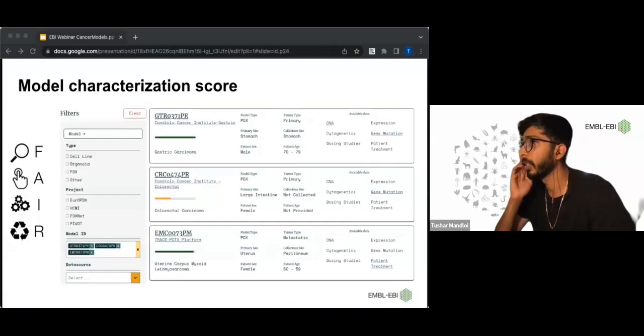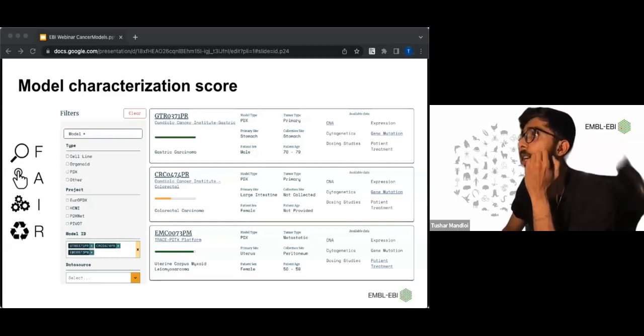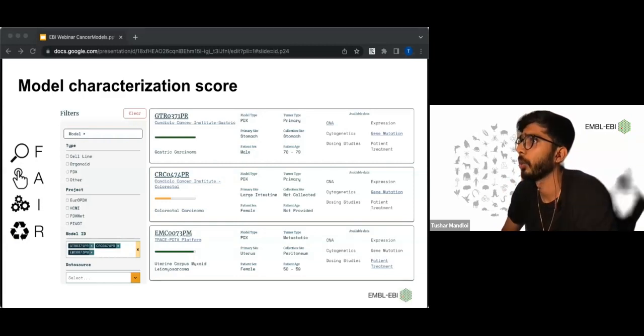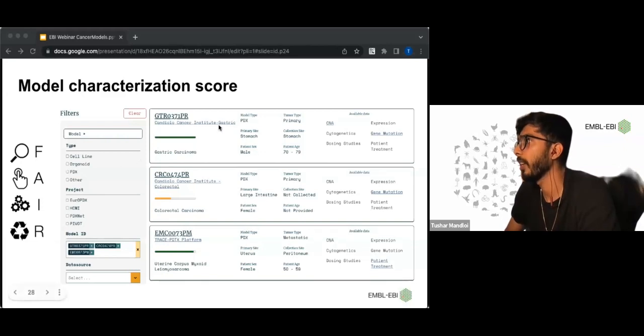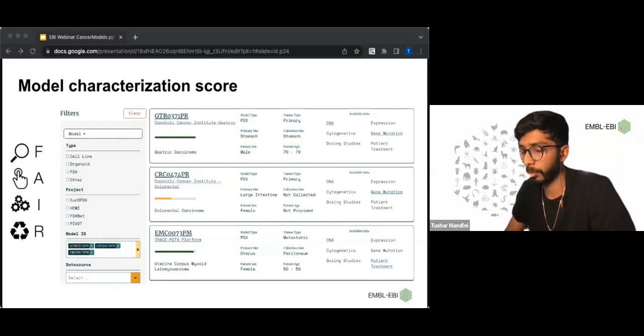So now let's get back to the model characterization score, which we saw in the demo. We use it as a metric to showcase the available model information. Here we can see that model 1 and model 3 have a richer bar compared to model 2. These scores are computed based on the available information in the resource for the models.